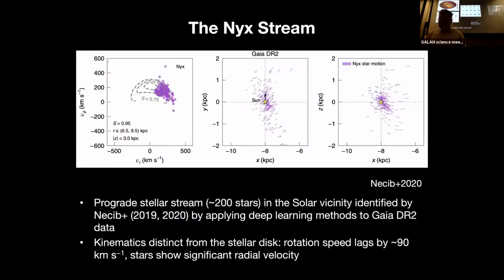Now, a really interesting paper came out last year on the Nyx stellar stream. It's a prograde stellar stream that was identified using deep learning methods on Gaia DR2 data. The kinematics were distinct from the stellar disk of the Milky Way. Basically, the rotation speed is lagging by 90 kilometers per second, and the stars showed a significant radial velocity. So it looked kinematically distinct.